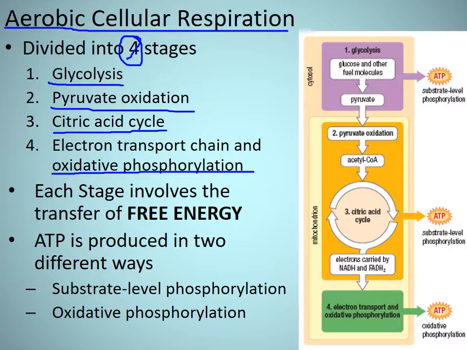Each of these stages involves the transfer of free energy. And again, the energy is coming from a glucose molecule. Where do we get this glucose from? Essentially our diet. We eat food, we break it down, we absorb it into our bloodstream, we bring that glucose into our cells, and our cells break down that glucose to make energy.